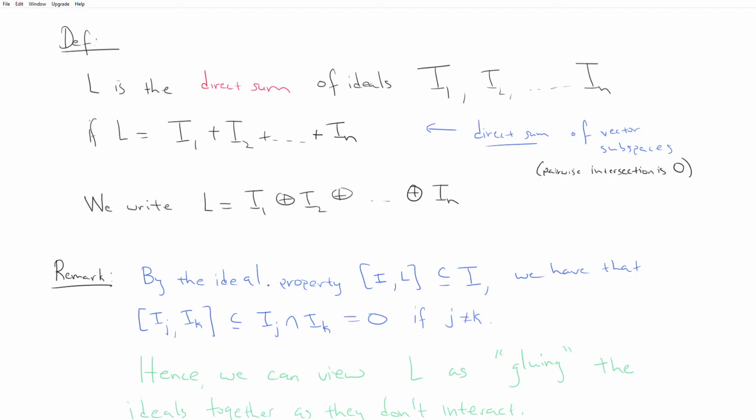An important remark is that by the ideal property, I bracket with L is always contained in I, and so if you take any two of the ideals here and bracket them together, it's going to be contained in both I sub j and in I sub k. However, I sub j intersect I sub k is equal to 0 because this is a direct sum. And so we have that the bracket between any two ideals is equal to 0 if the ideals are not the same ideal. And so hence, we can view L, if it can be written as the direct sum of ideals, as just taking these different ideals and piecing them together, because there's really no interaction between them other than the fact we're adding different components together.